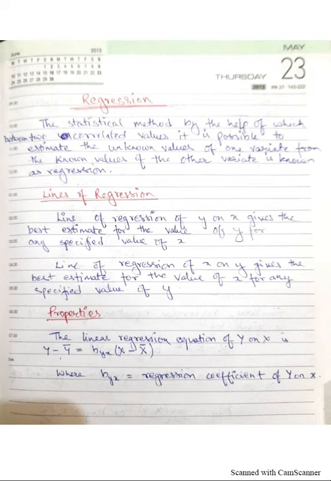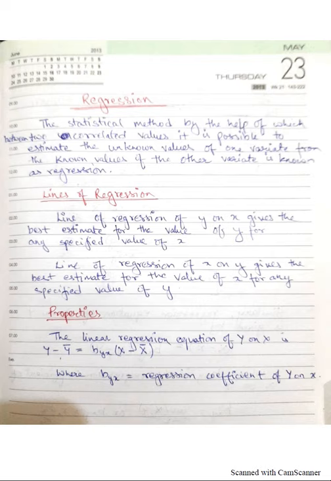So what is regression? The statistical method by the help of which, between two correlated values, it is possible to estimate the unknown values of one variate from the known values of the other variate is known as regression. So, using the technique of regression, we establish a relationship between two correlated variables such that if we know the value of one variable, we can estimate the value of the other unknown variable.